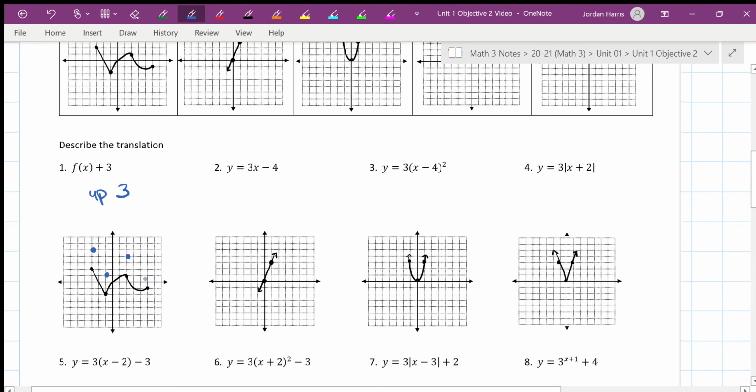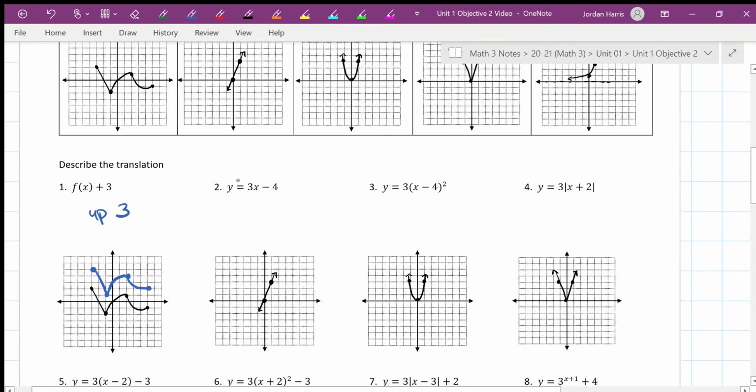Everything else, the general shape, looks the same. So it kind of looks like this, curve, curve. Everything else looks the same. Okay, so 3x is our normal function. So I'm just subtracting 4 at the end. That's a down 4. So I'm going to take each point, move down 4. Everything else looks the same. So draw it like that.